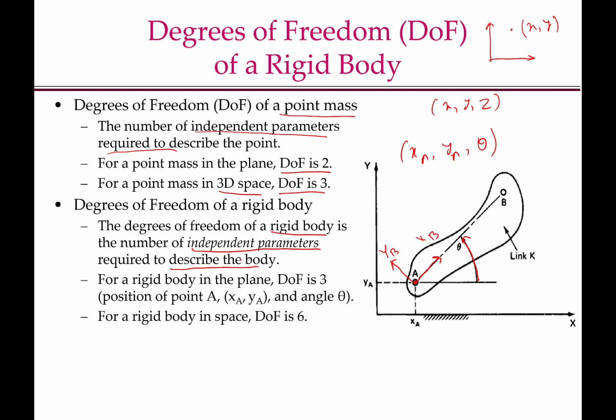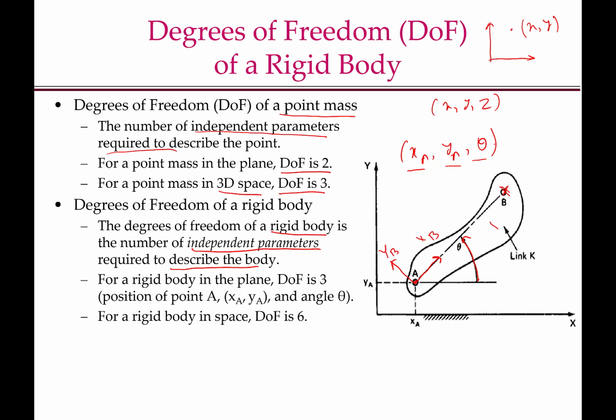What it means to describe a body is that given the position of any point on the body in the body frame, you should be able to describe it in the world frame. And if you know the parameters xa, ya, and theta, you will be able to do that. At this point, I am not showing it mathematically why this is true. We will see this later in the class.